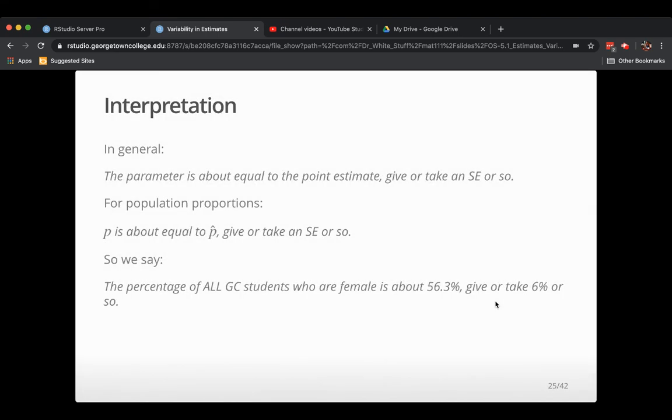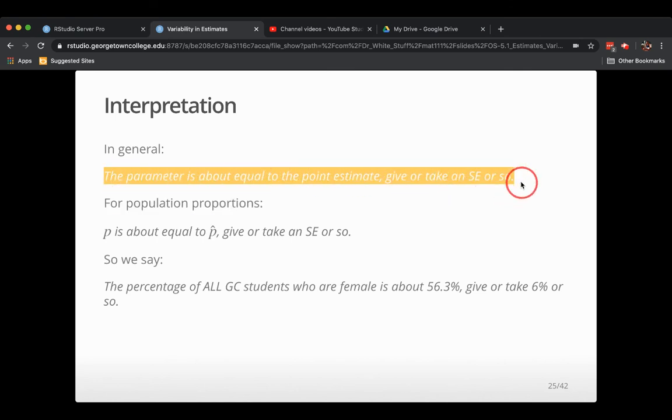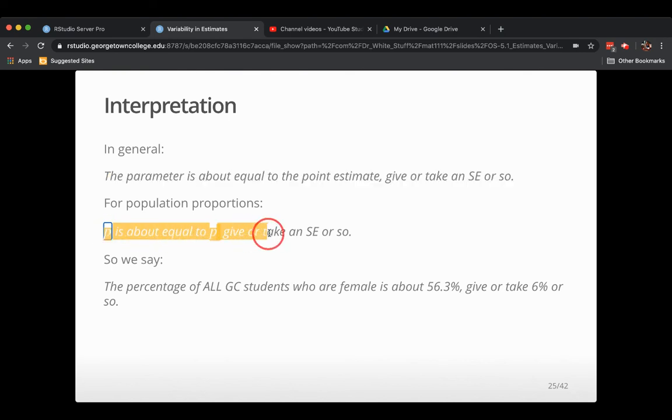So remember, the general template for interpreting standard errors in the context of estimation is you say that the parameter is about equal to the point estimate, give or take a standard error or so. And so if you're working with proportions, the template would be the population proportion P is about equal to your P hat, give or take a standard error or so.